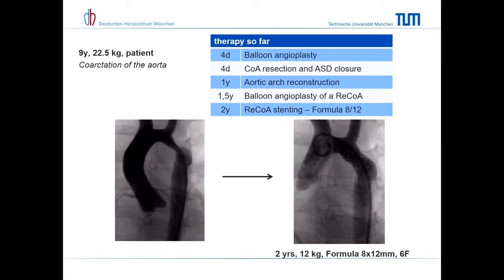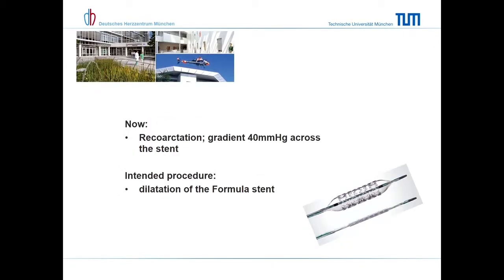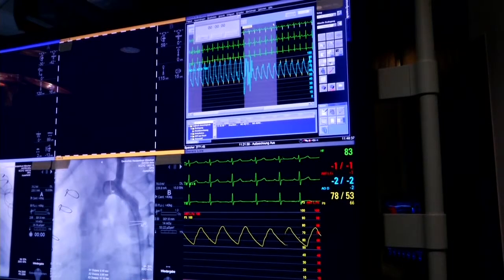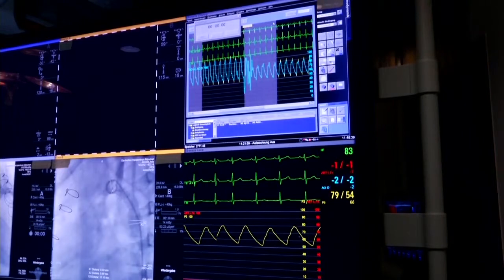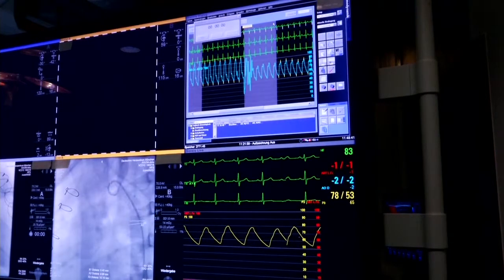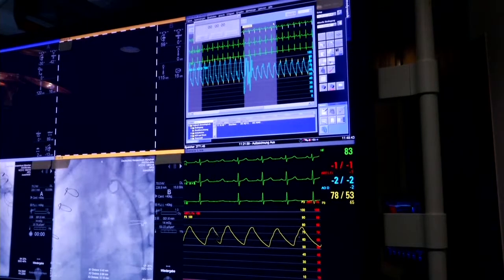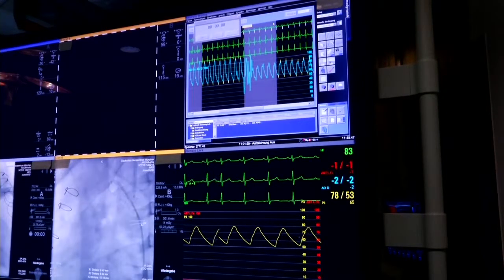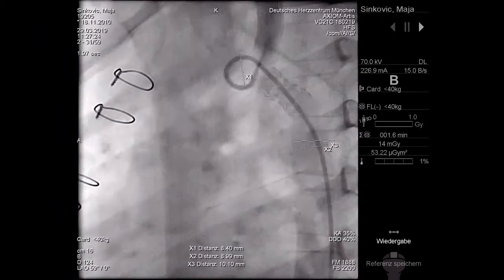Okay, so let's have a look at the pressure. You see there is a gradient of about 20 to 25 millimeters of mercury in the pullback. When we have a lateral view now on the B plane, the angiography, can we switch to B, please? Fabio, please switch to B. Okay, so you can see it.